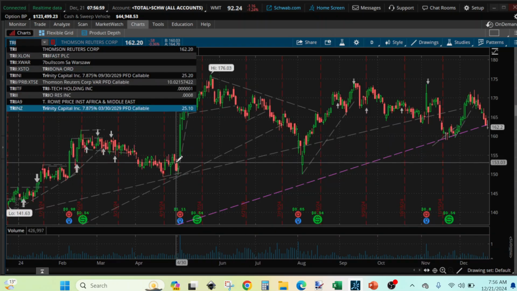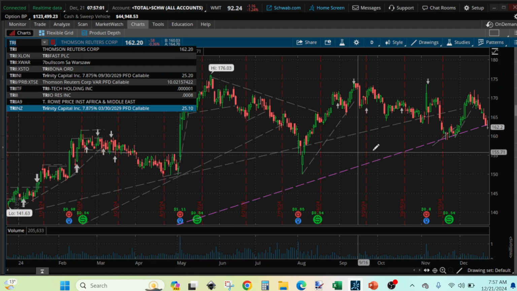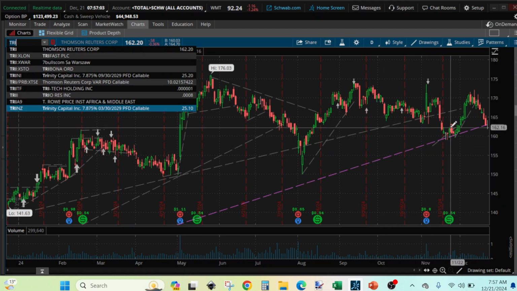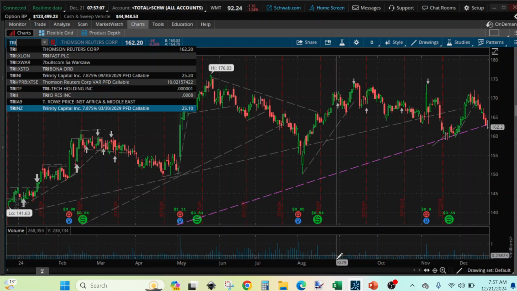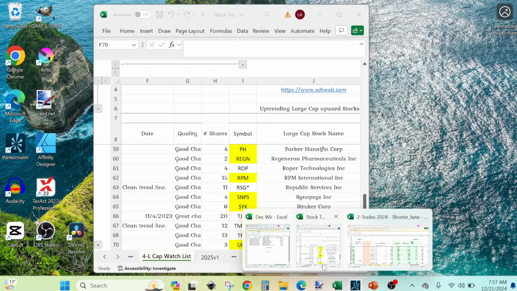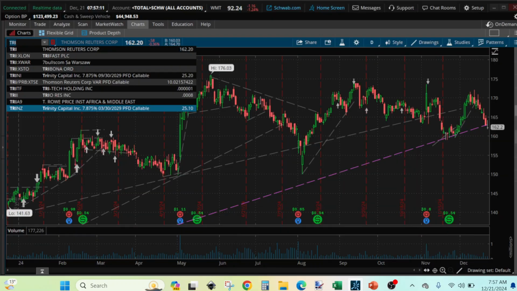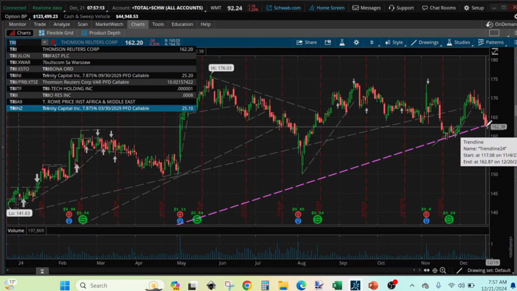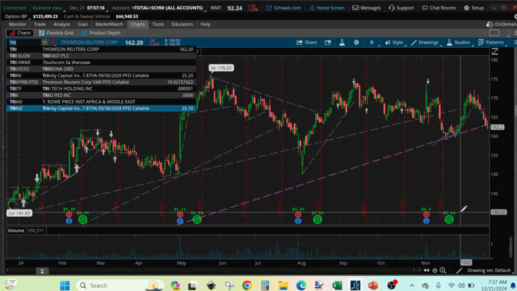Ooh, what a wild ride. Okay, we bought it somewhere. Where did we buy it? Did we buy it? No, we did not buy. Okay, so we like to buy it at this line. It reached that line yesterday.